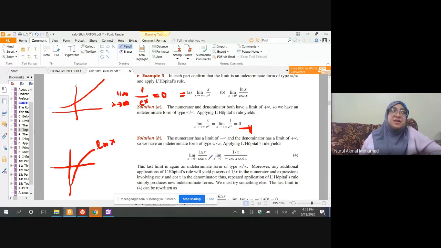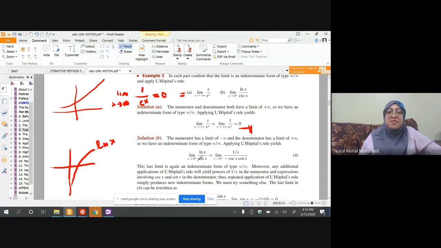Cosecant is 1 over sine, right? Sine of 0 is equal to 0. 1 over 0 will give you infinity. So the answer will be infinity over infinity for this. Okay? So you differentiate numerator and denominator. 1 over x is the derivative of ln x.